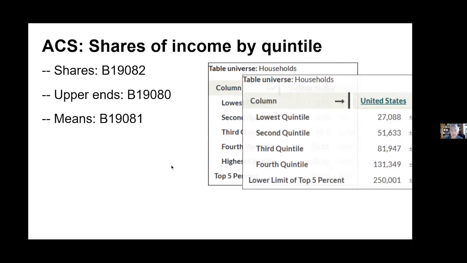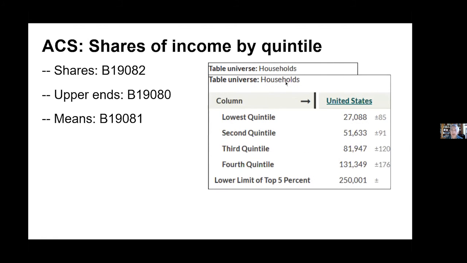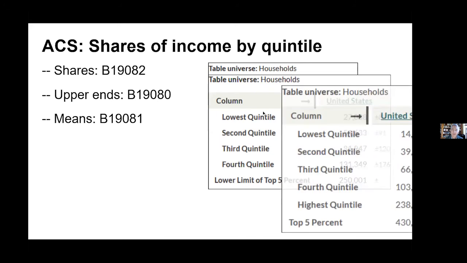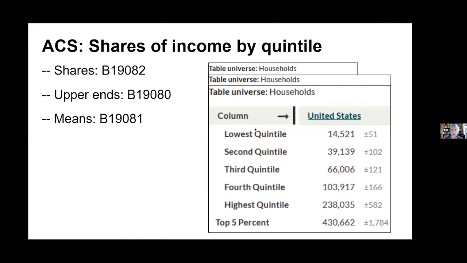There's also a table that shows the cut points in terms of dollars: what is the 20th percentile and what is the 40th percentile and the 60th and the 80th, and then the lower limit of the top 5%, which would be the 95th percentile. And then finally, they also list means, the average income inside each of these groups.